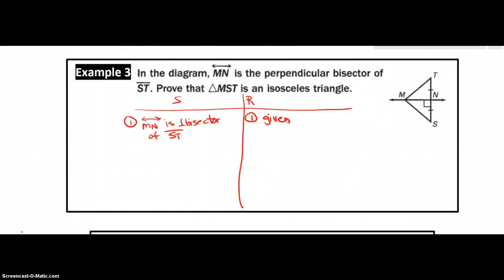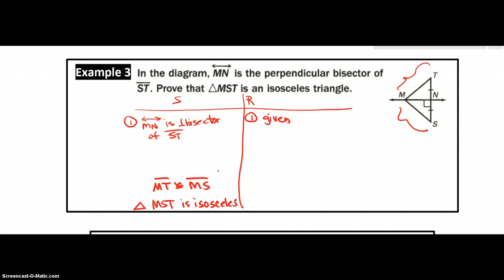Okay, so we have our givens in there, and what we want to work toward is that triangle MST is isosceles. And in order to be isosceles, what has to be true? Yeah, 2 sides of the triangle are congruent, so it would be the legs. We want to try to get these 2 congruent. That's going to be our goal. So the step right before that is to show that MT is congruent to MS.